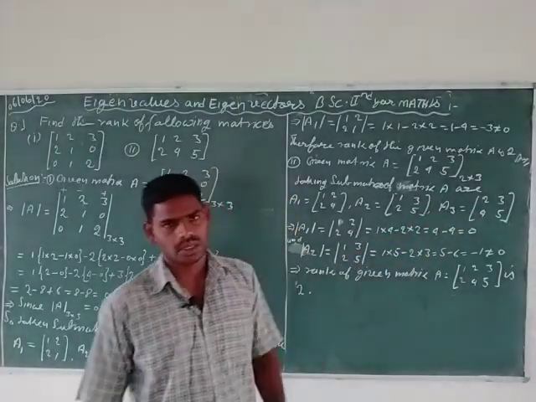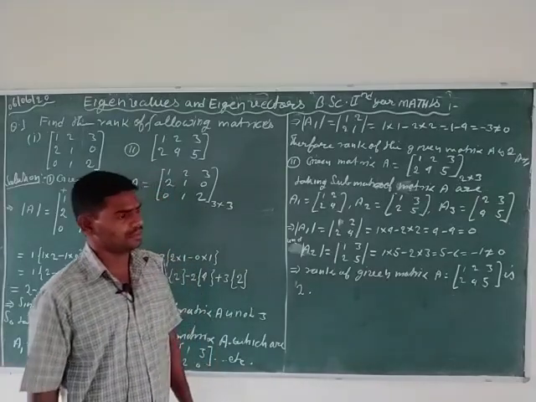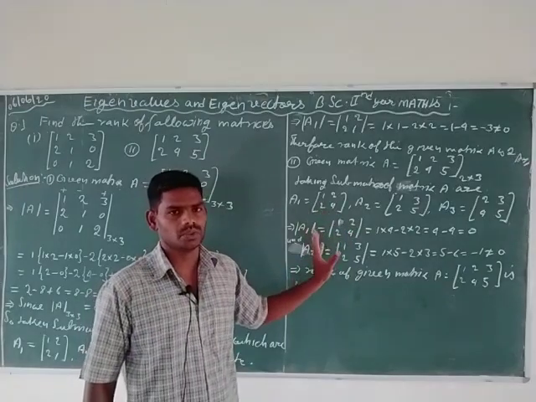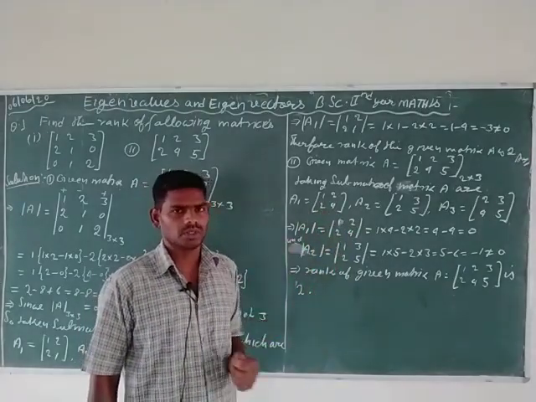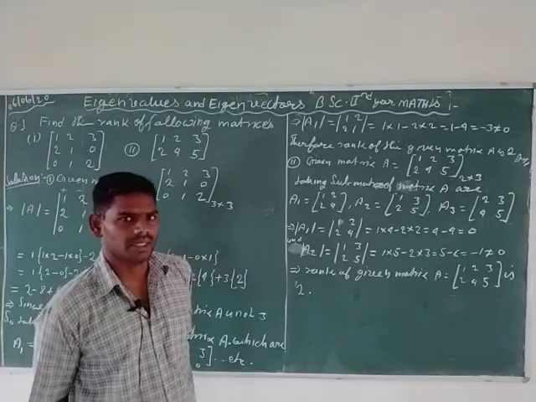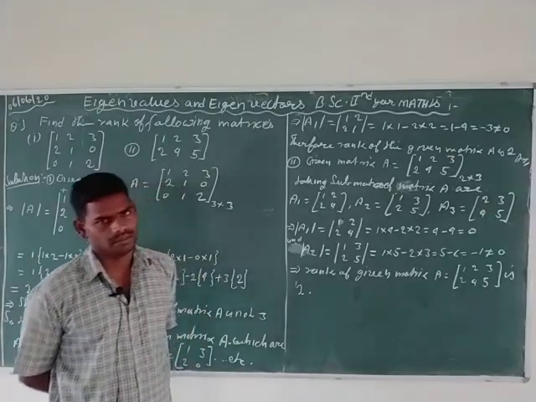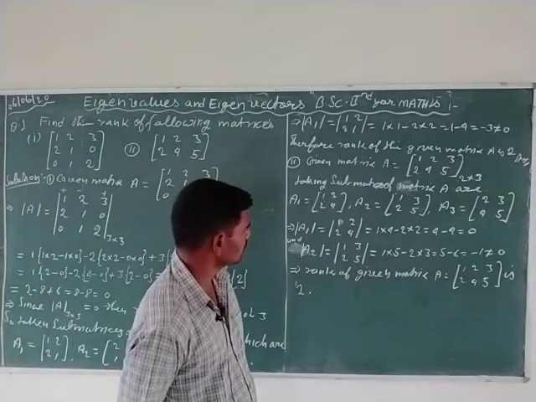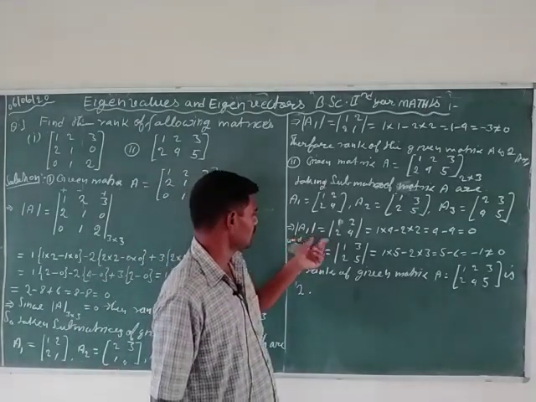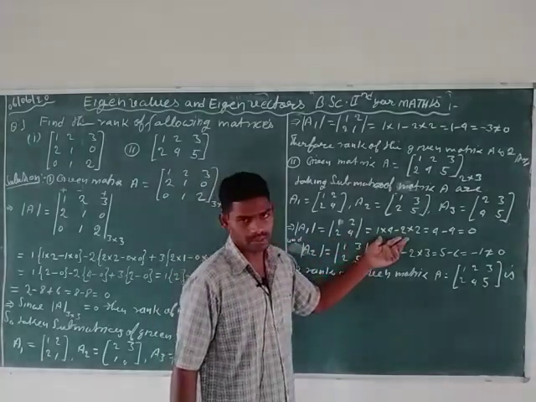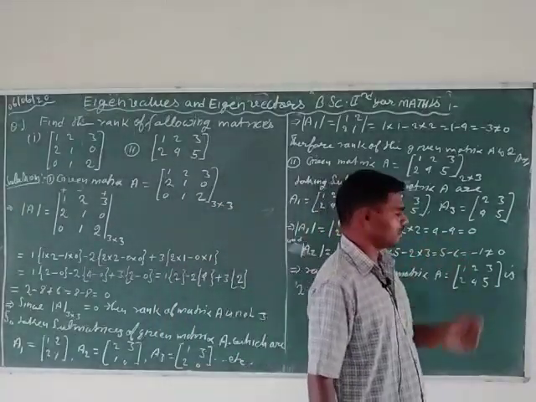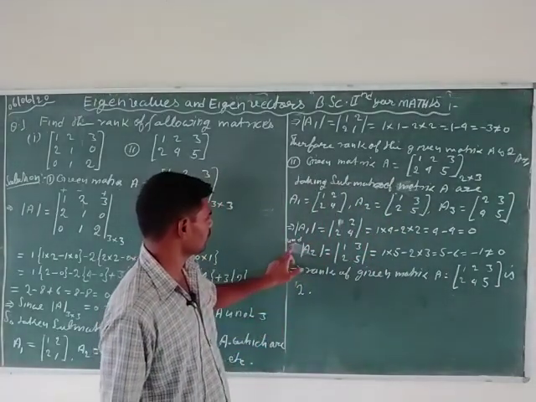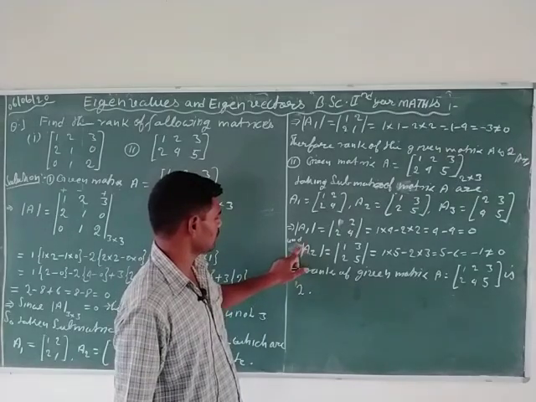According to the rules of rank, if at least one submatrix is present whose determinant is not equal to 0, then the order of that submatrix is called the rank of the given matrix. So here we calculate the determinant of each submatrix. The determinant of A1, after simplification, is equal to 0. After that, calculate the determinant of submatrix A2.